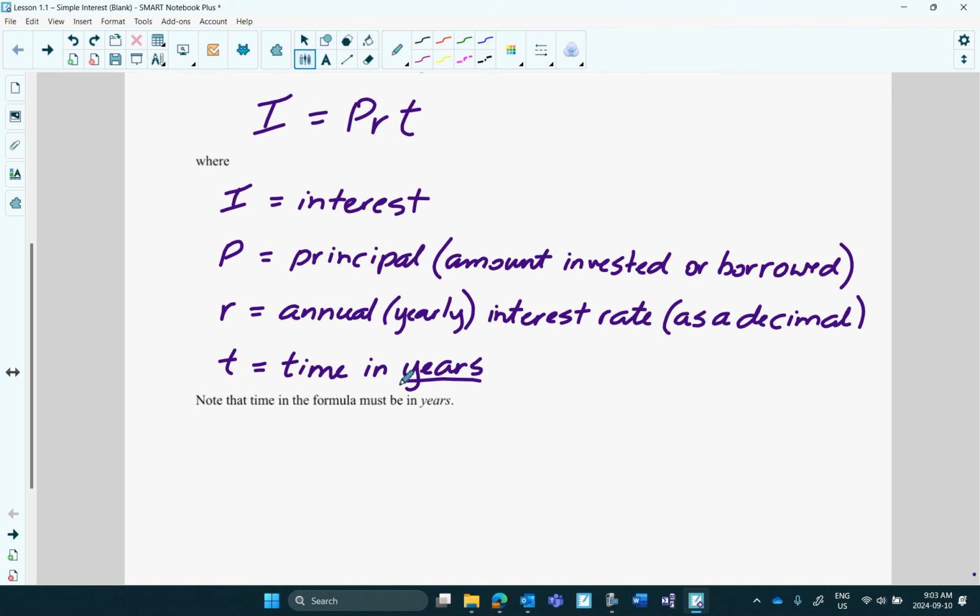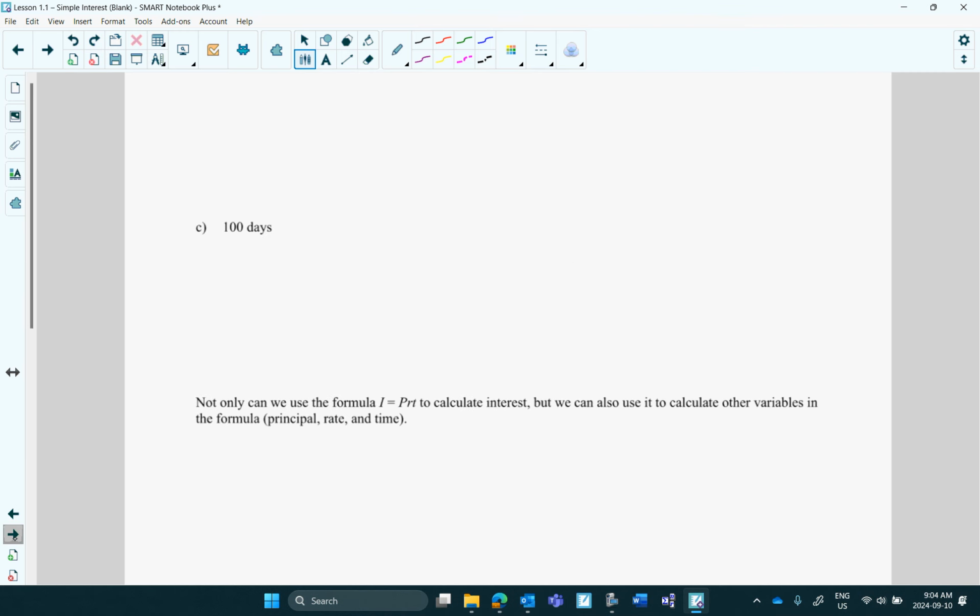Now, that doesn't necessarily mean that you have to invest or borrow on a yearly basis. I mean, you could borrow money for half a year. You could invest money for 300 days, but we can calculate that based on a fraction of years. Okay. So let's just look at a couple of examples.